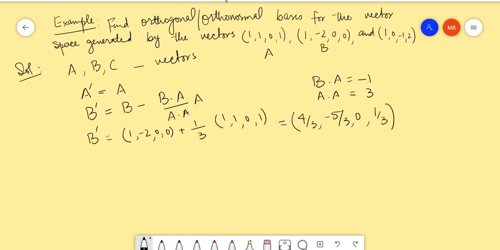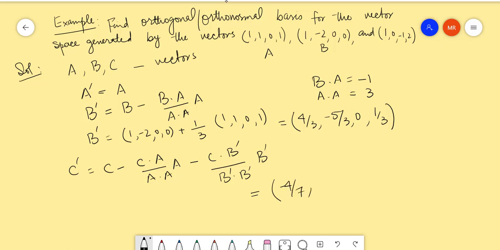This is B dash. How do we compute C dash? C dash is equal to C minus the projection of C on A, given by this one, minus the projection of C on B dash, which is given by C dot B dash divided by B dash dot B dash, times B dash. And if we simplify this, the answer that we receive is (minus 4/7, minus 2/7, minus 1, 6/7).